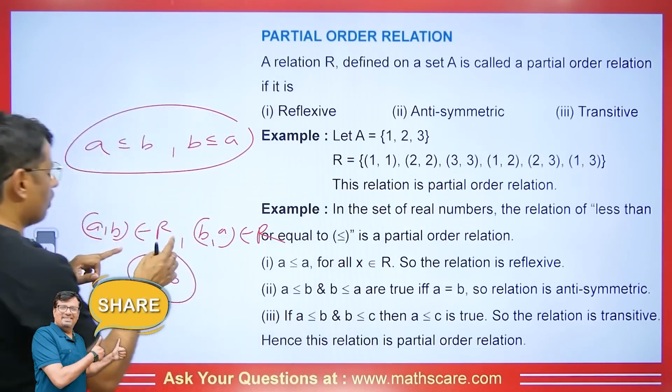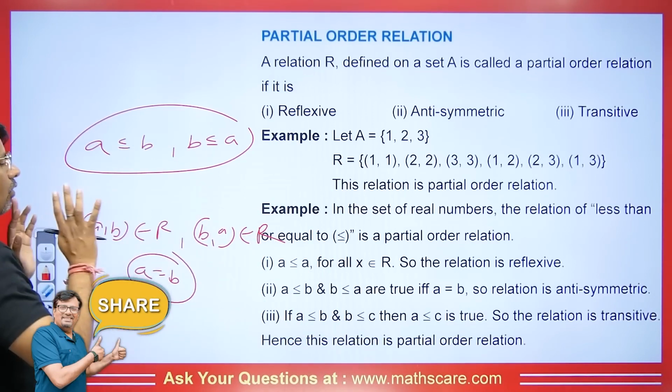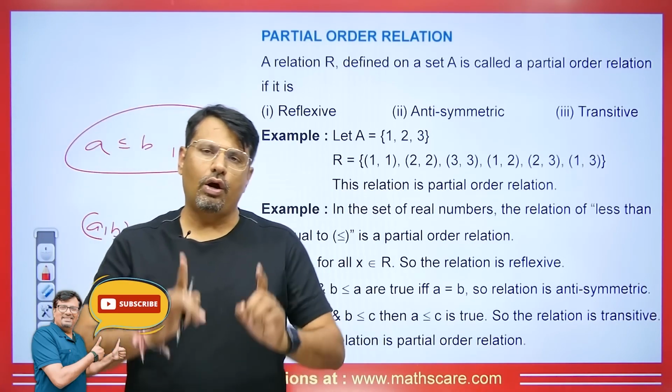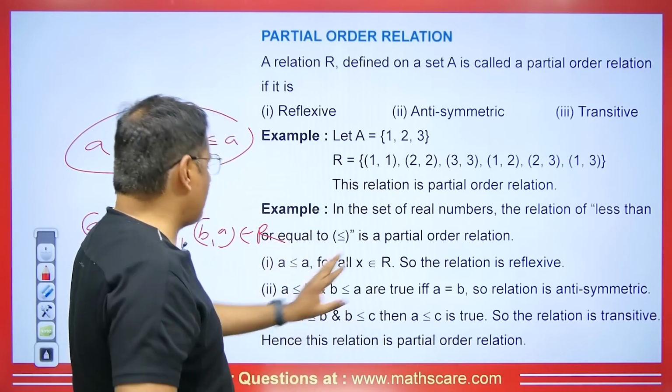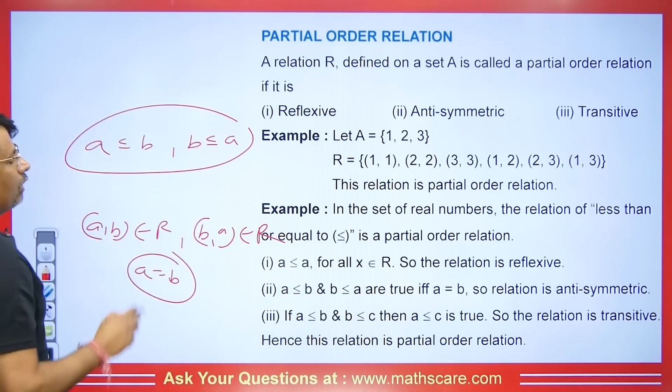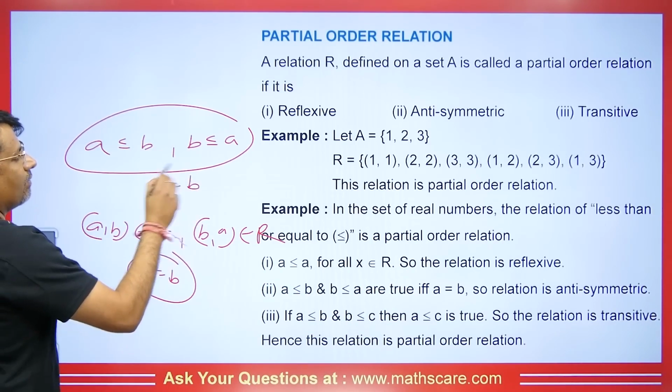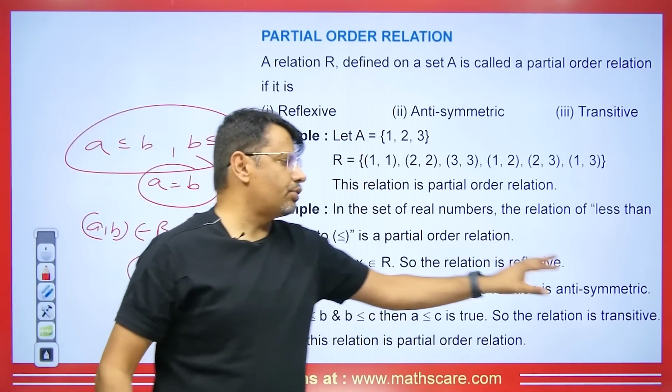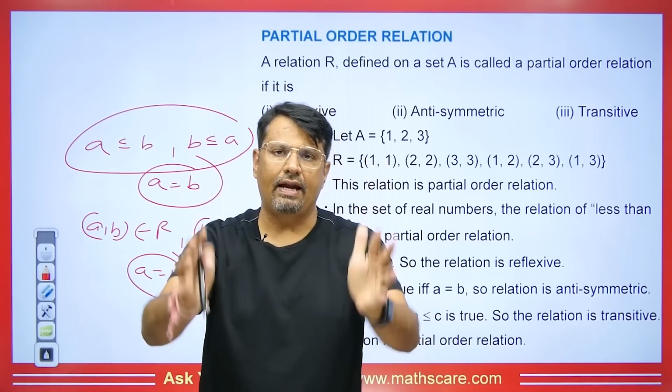So when we have (A, B) belongs to R and (B, A) belongs to R, then A and B will always be equal. And that will make it anti-symmetric. This is what we have here, that A is less than or equal to B, B is less than or equal to A, and then A will be 100% equal to B. This means that this relation is not symmetric but anti-symmetric.